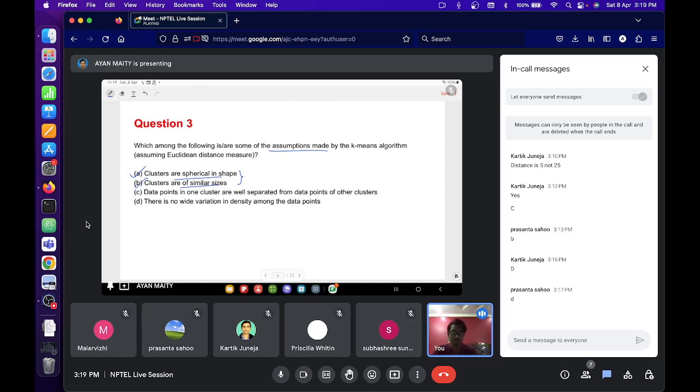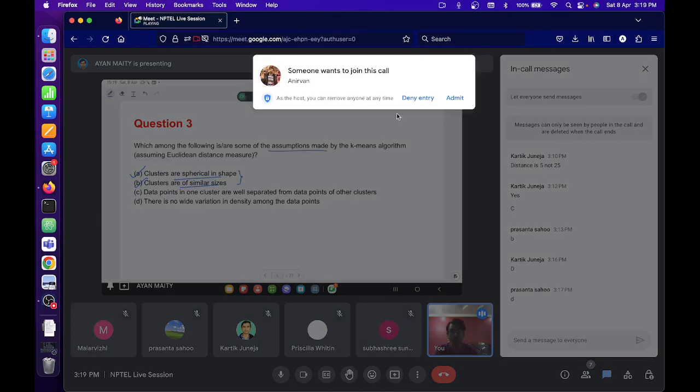The only assumptions made by k-means are that the clusters are spherical in shape. The clusters produced by k-means are always spherical. That is a problem, because the density based clustering approaches try to fix that thing, that clusters are not always spherical in shape, and clusters are of similar sizes. This is also another thing, because we use Euclidean distance measure from the centroid. So the clusters that k-means should output are always of similar sizes.